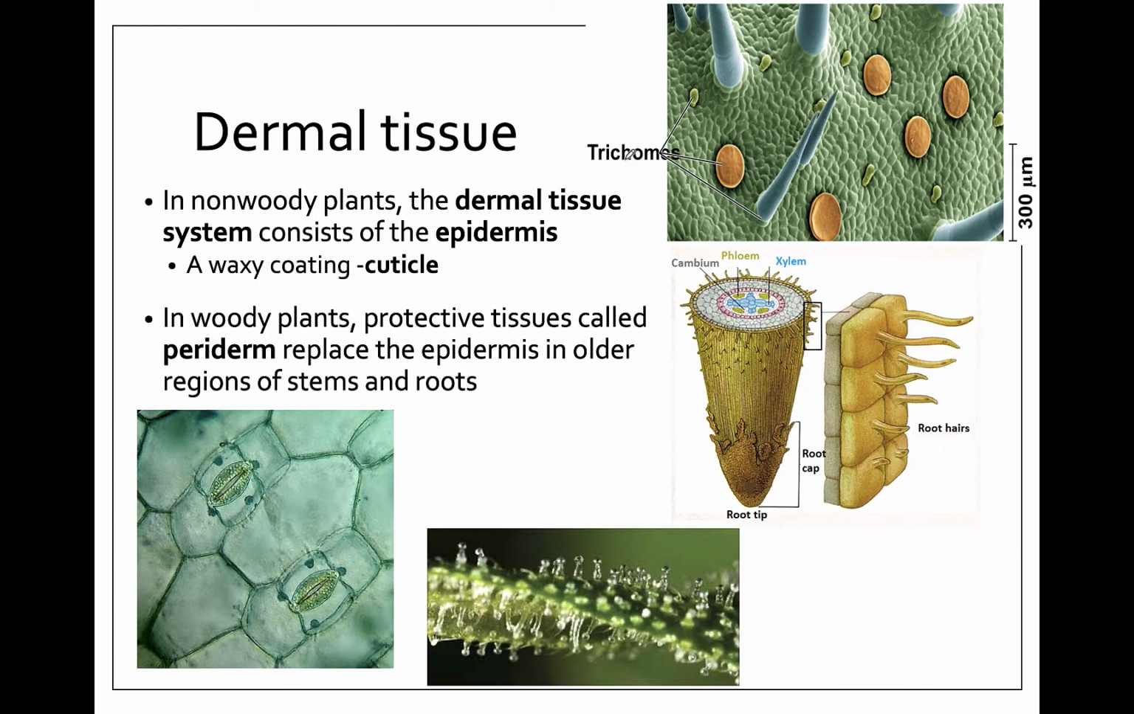So let's take them one by one. Let's start from the outside. Dermal tissue in a non-woody plant is the outside. It consists of the epidermis, which is a layer of cells on the outside of the plant. And then usually outside of the epidermis, there is a waxy coating called a cuticle. If you go touch a leaf, it might feel kind of waxy, and that's that cuticle coating. The cuticle is to help prevent water loss.